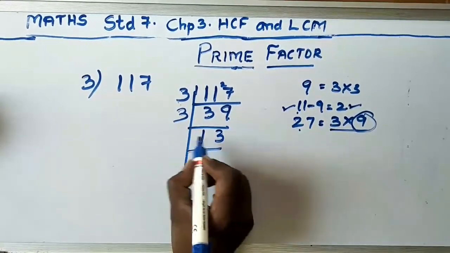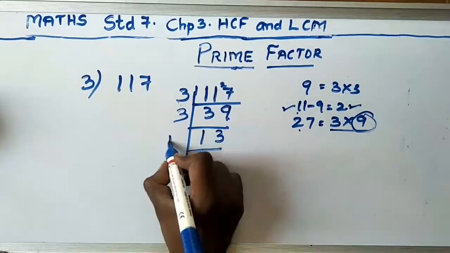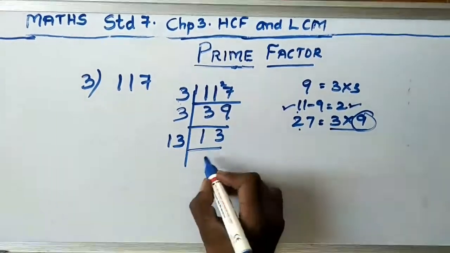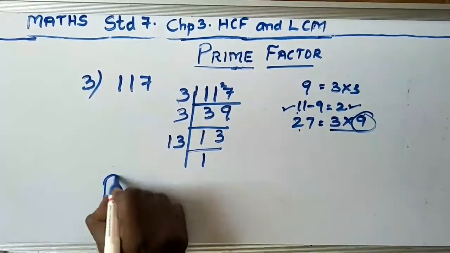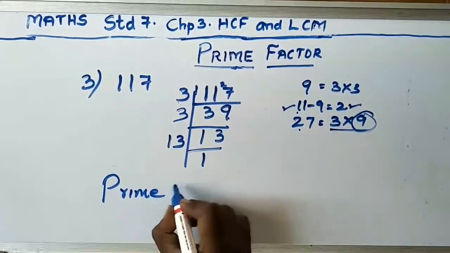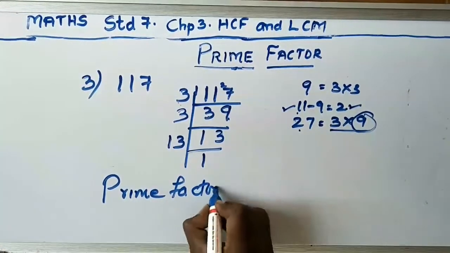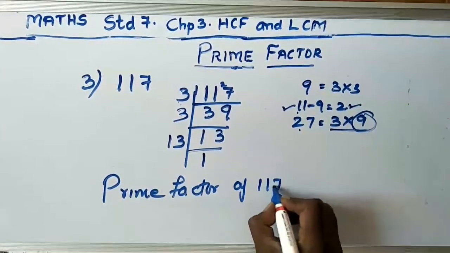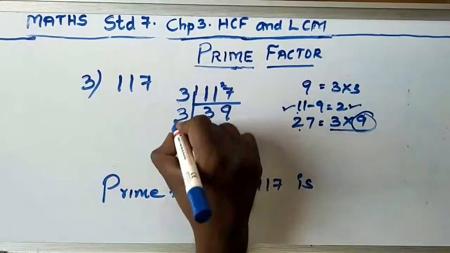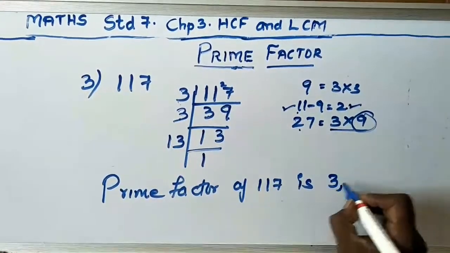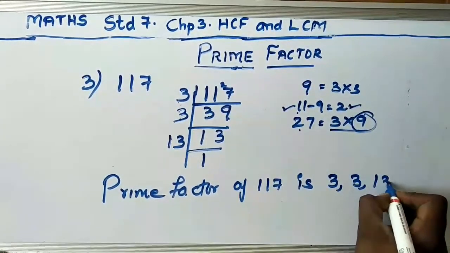Last 13. 13 is a prime number. It goes only in 13. 13 ones are 13. So your prime factor of 117 is what? 3, 3, 13. 3, 3 and 13.